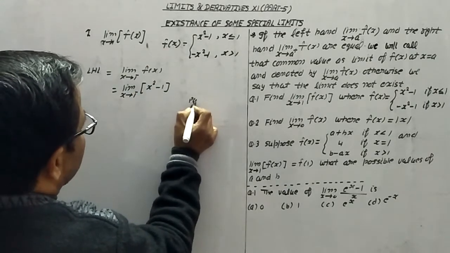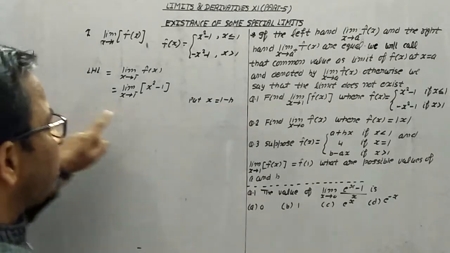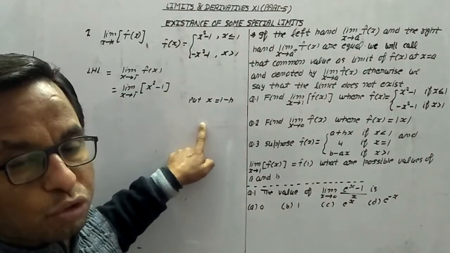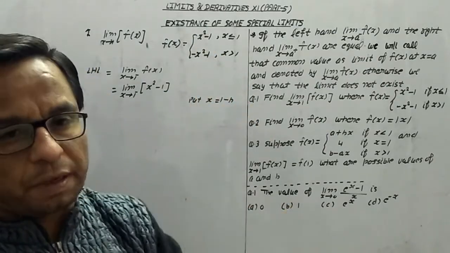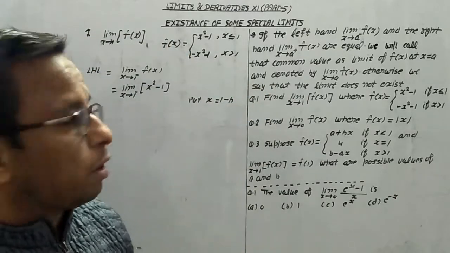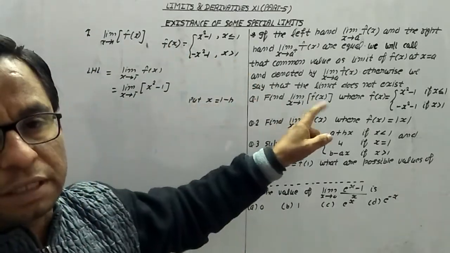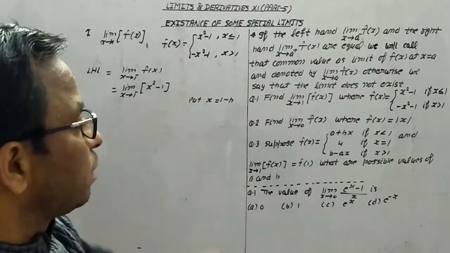Now we will put x equals 1 minus h. For the left hand limit, we put x equals 1 minus h. For the right hand limit, we put x equals 1 plus h. If we are calculating at any other point, suppose 0, then this becomes 0 minus h, and for the right hand limit, 0 plus h.